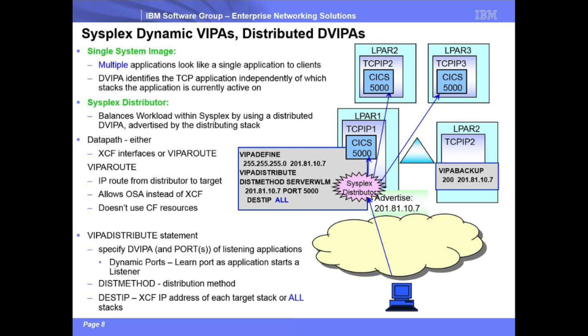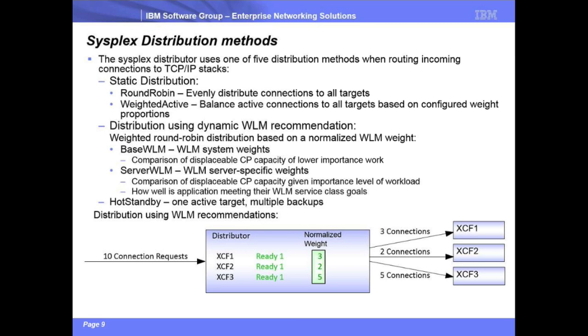The Sysplex Distributor uses one of 5 methods for load balancing incoming connections. There are 2 distribution methods that are basically a static type of distribution. If round robin is configured, connections are evenly distributed to all targets. If weighted active is configured, the distributor's goal is to balance active connections to all targets based on configured weight proportions. And I'll talk about that one more on another chart.